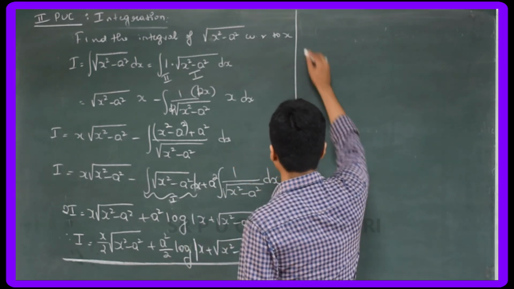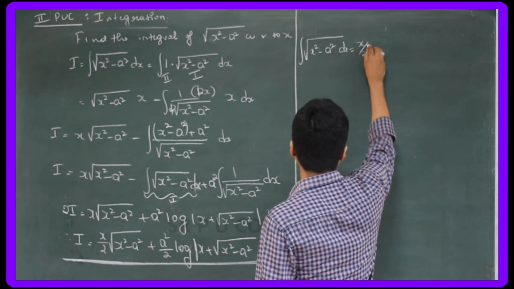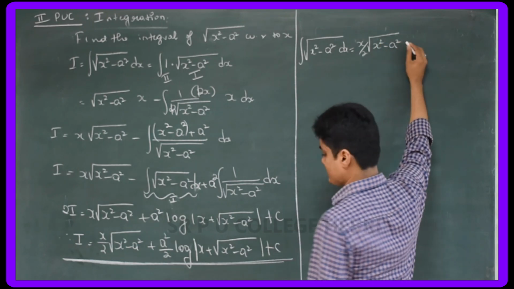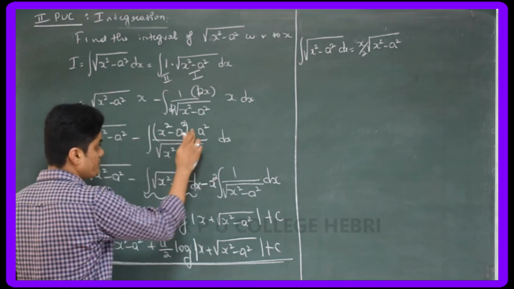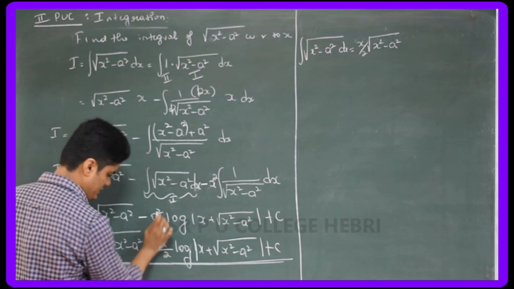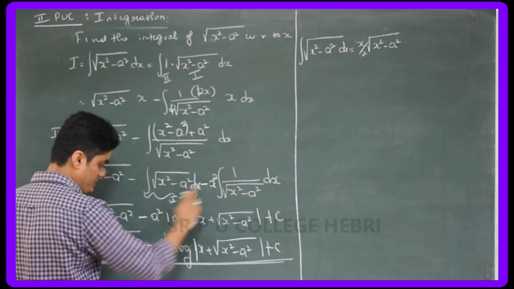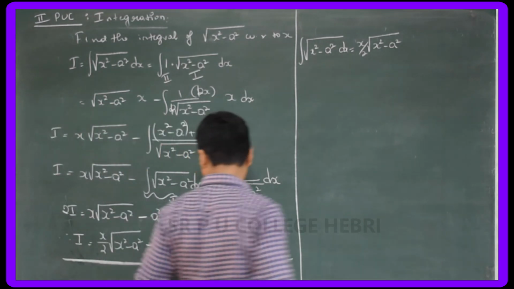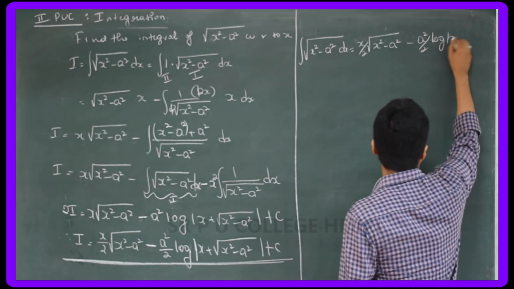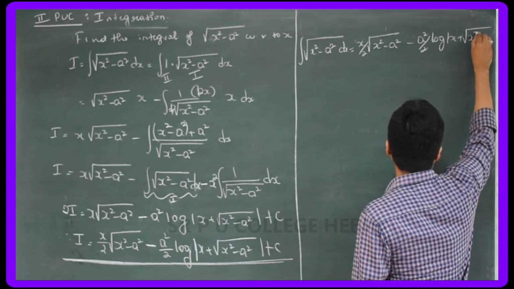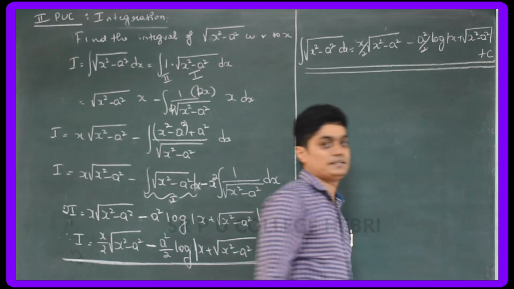So let me write again the formula which we derived just now. Root of x square minus a square dx is equal to x by 2 into root of x square minus a square. Here observe one thing. Sorry, this is a usual mistake, it should be minus plus minus. So this will be minus, this will be minus. I forgot to write properly, okay? Minus plus minus. So please correct this mistake. It should be minus a square by 2 into log of x plus root of x square minus a square plus integration constant. So this will be the final answer.